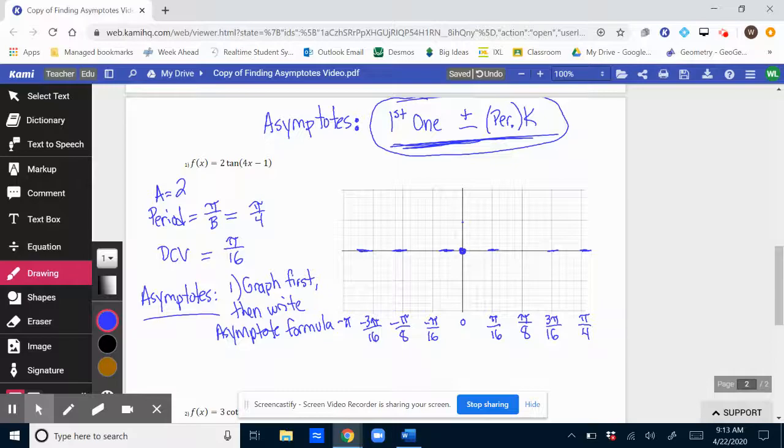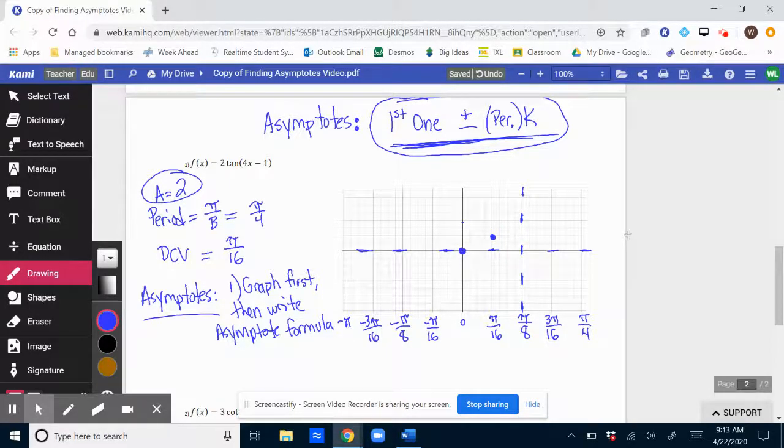Okay, positive tangent, the next DCV to the right, I'm going up by my A value, which was 2. So I'll go up 1, 2. The next one over is an asymptote.